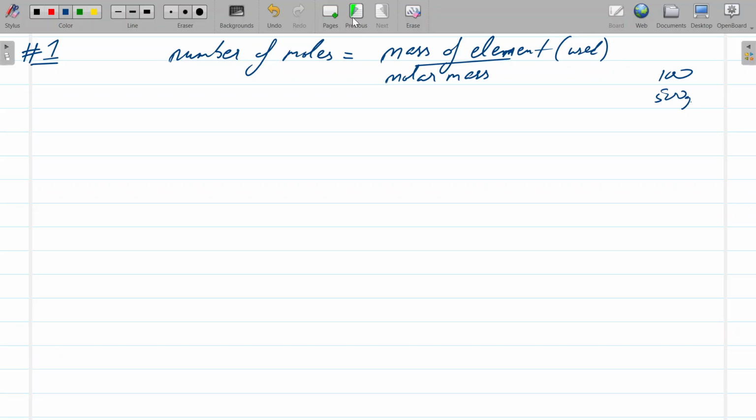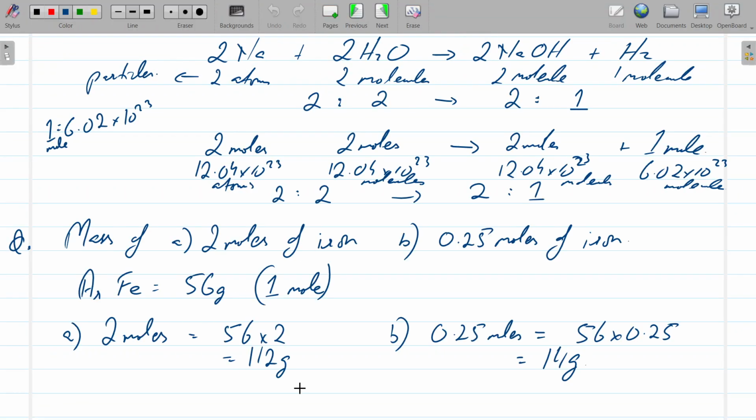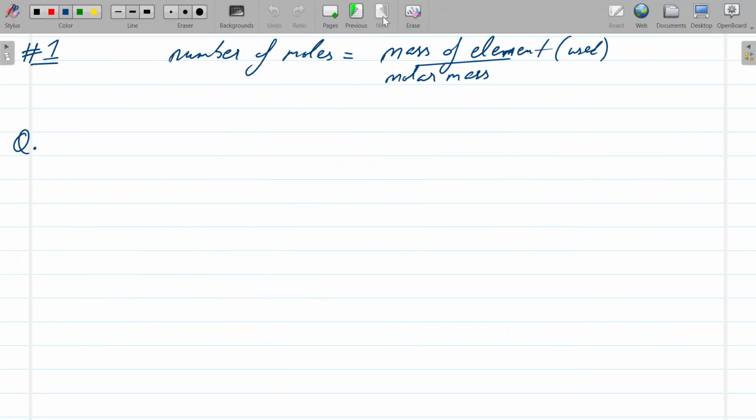Okay, so let's do a different question. This is formula number 1 that you need to know. And obviously you can also flip this around. Mass of the element is number of moles multiplied by molar mass, which is what we did over here. So you can rearrange this depending on what the subject is.